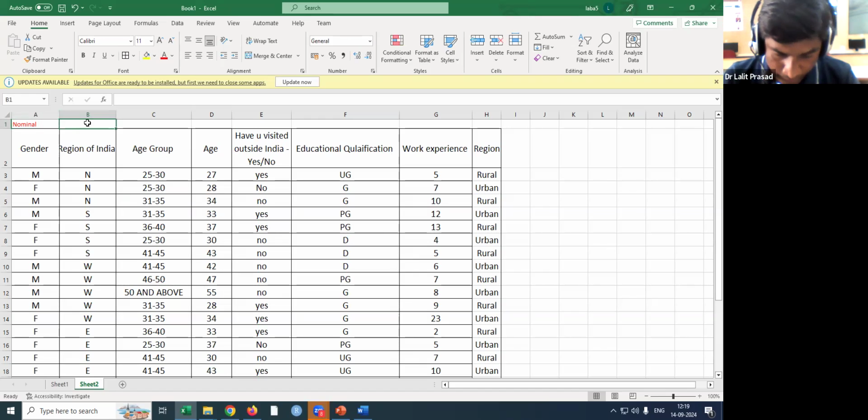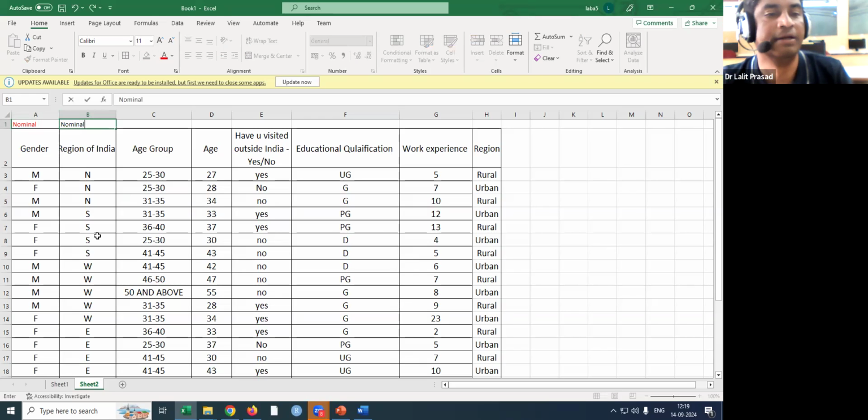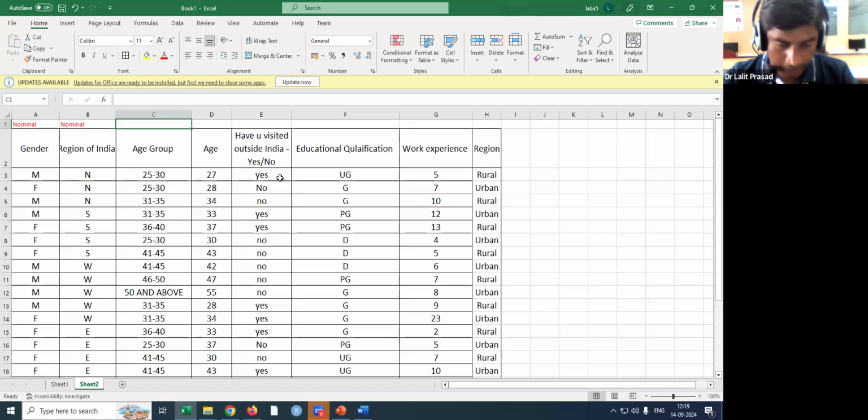Second, it is again nominal. Then age group, you have written ordinal. Why have you written ordinal? Can you explain this? Give me the explanation why it is ordinal. Anyone? Those who have written it correctly, you can unmute yourself and then tell me. Why is it ordinal?